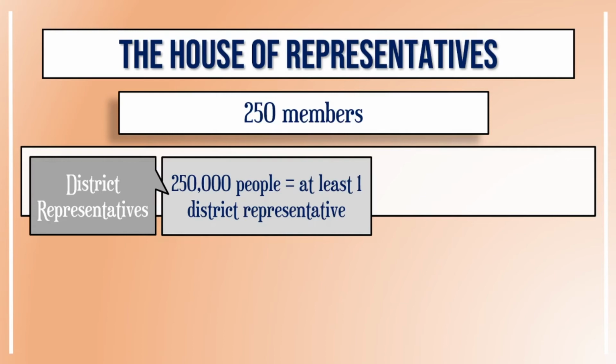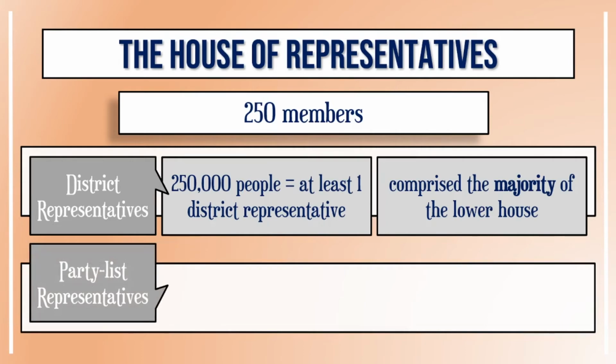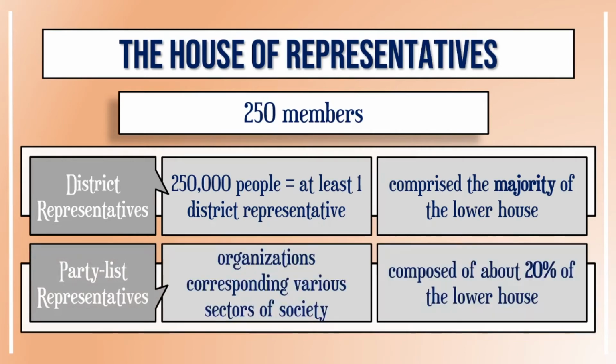According to the Constitution, a province or a city with a population of at least 250,000 requires at least 1 representative. Meanwhile, the party list representatives comprise about 20% of the House of Representatives. They come from organizations corresponding to various sectors of society.